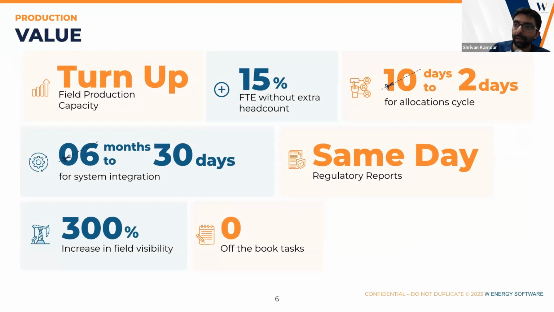So when it comes to production, we're able to turn up field production capacity. What that means is we're able to add 15% full-time equivalent headcount without actually adding extra headcount. We reduce a lot of the workflows in the field from 10 days to 2 days, or even less in some cases, same day regulatory reports, and an increase in visibility in the field, which is more of what we'll talk about today, and the application of HyperTrack within the context of that.